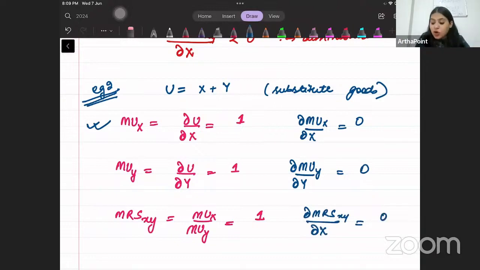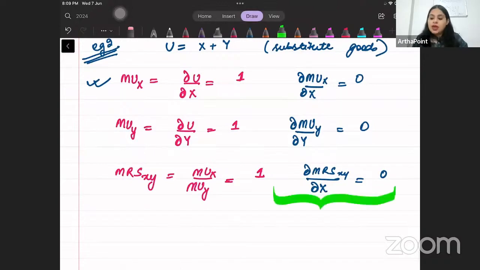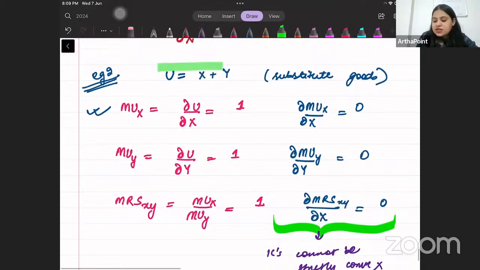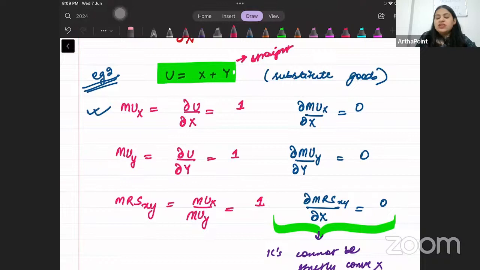From this, because this is not diminishing, I know my ICs cannot be strictly convex. And in fact, it is true, as I will show you, that these ICs are simply straight lines. These are not convex. So very simple test to check whether marginal utility is diminishing or not and MRS is diminishing or not. Now, this was the concept of convexity.